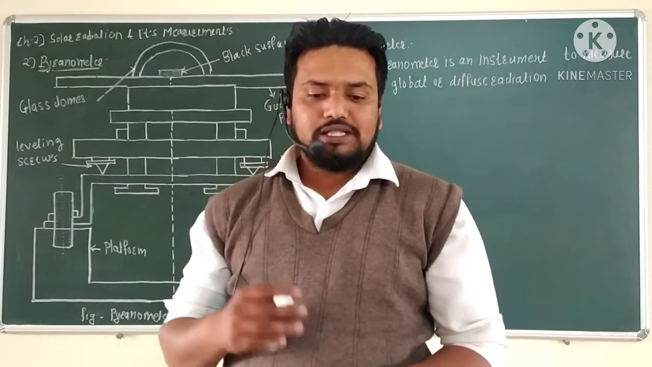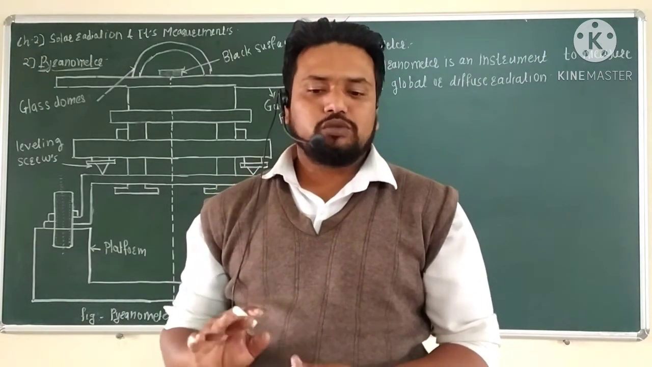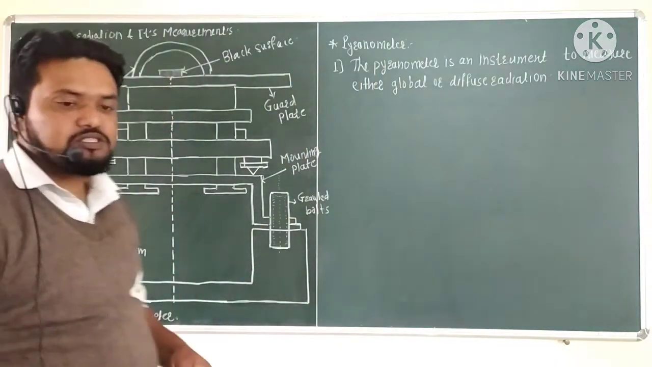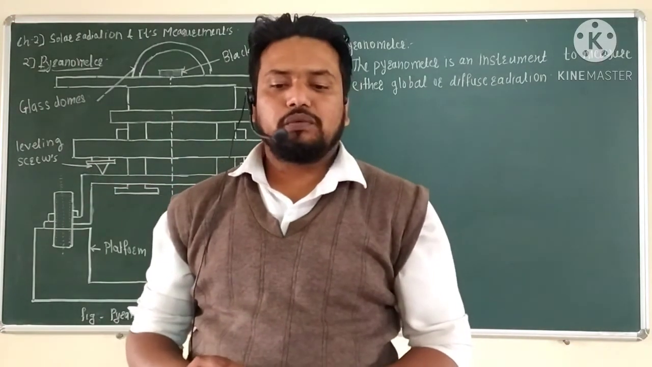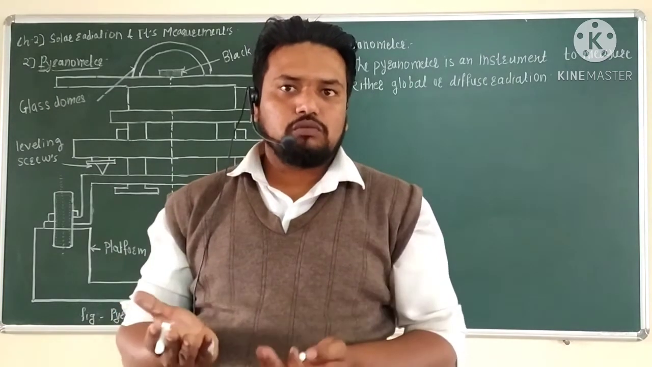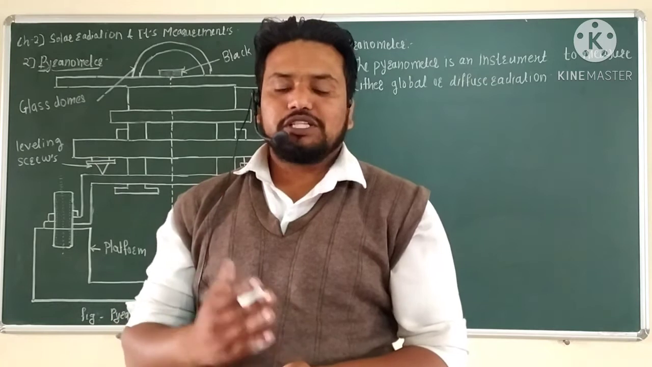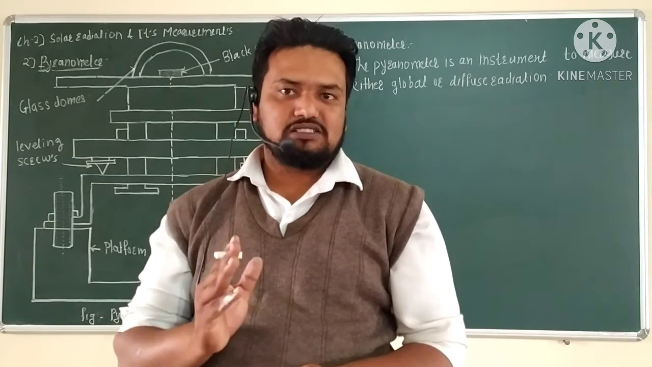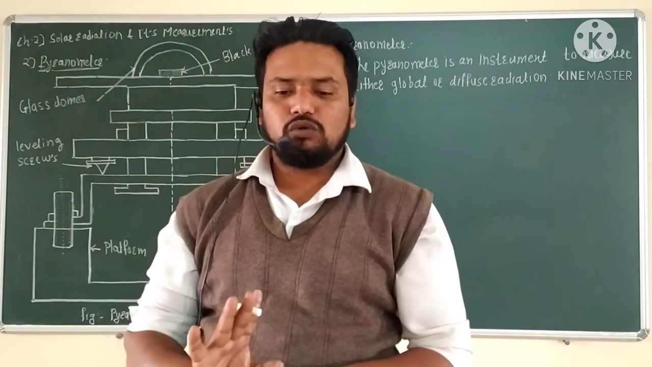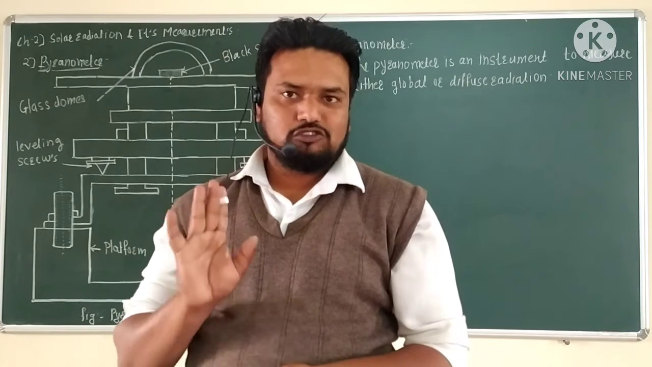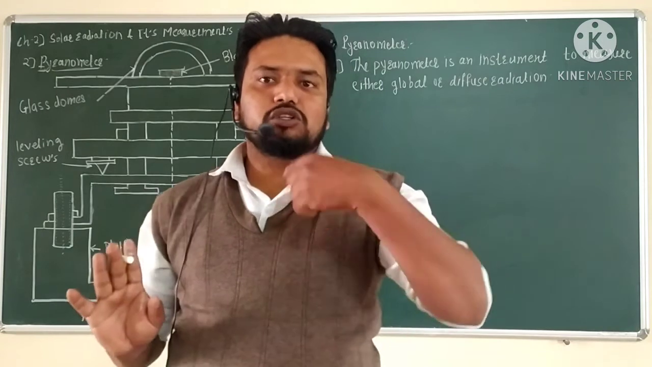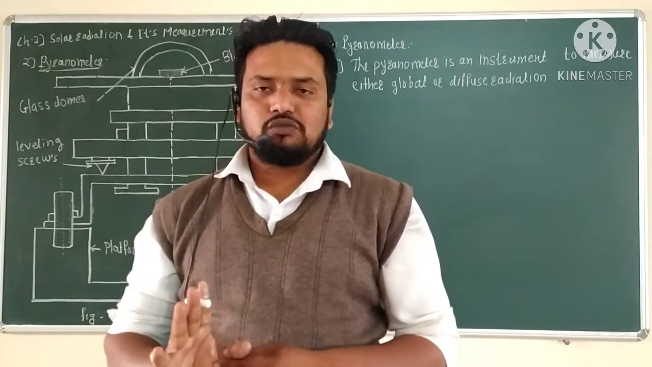Basically, the pyranometer consists of a black surface, which heats up when exposed to solar radiation. Its temperature increases until the rate of heat gained from the solar radiation is equal to the rate of heat lost by convection, conduction and re-radiation. Depending on this phenomenon, this is the working principle of the pyranometer.